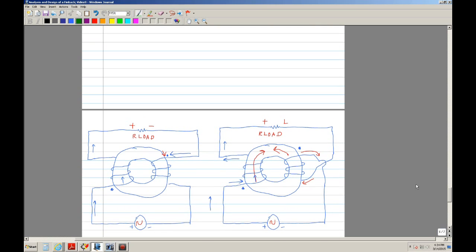Now in this side, here's a little toroid. And this is a primary. And what I did is I'm putting the diff mode here. A little source, VDiff. Or actually, hang on.